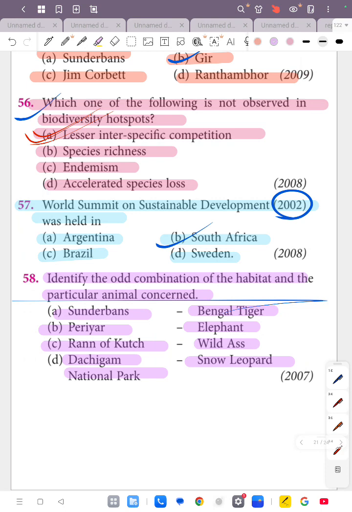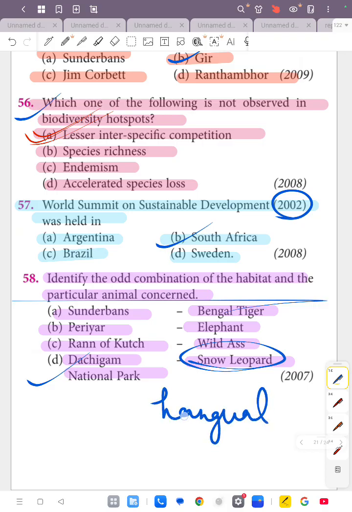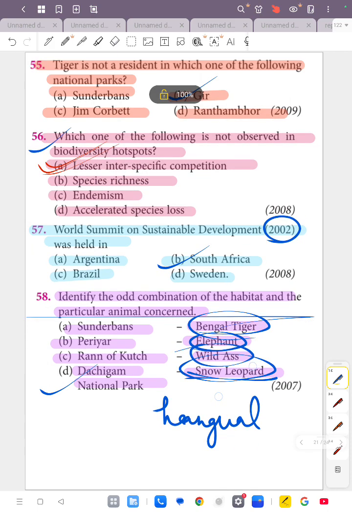Okay, so the correct answer here would be option number D. Dachigam National Park, snow leopard. I think we did a question similar to this in the previous part where we spoke about how Dachigam National Park is actually famous for its population of Kashmir stag, or the hangul. Right, the hangul. So yeah, it's not famous for snow leopards. Whereas Sundarbans is for Bengal tigers, Periyar for elephant, Rann of Kutch for the wild ass, and Dachigam National Park is actually famous for Kashmir stag.